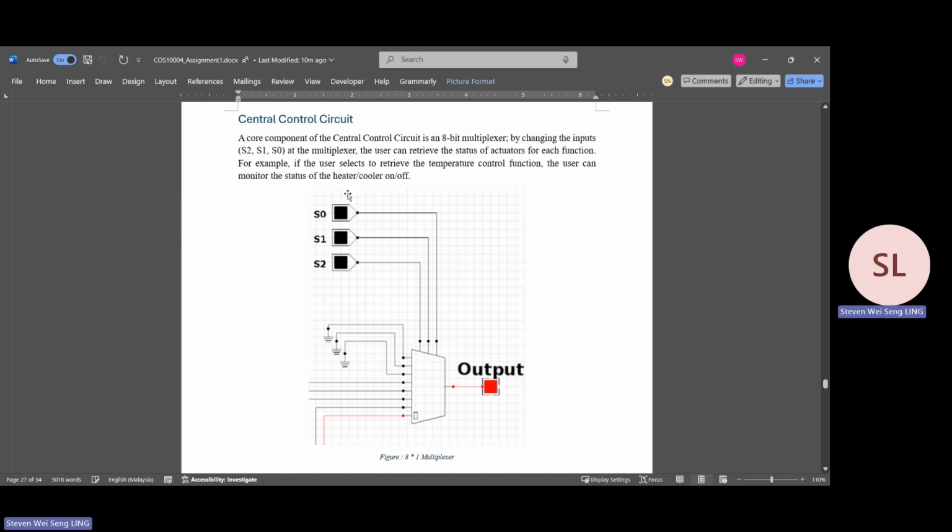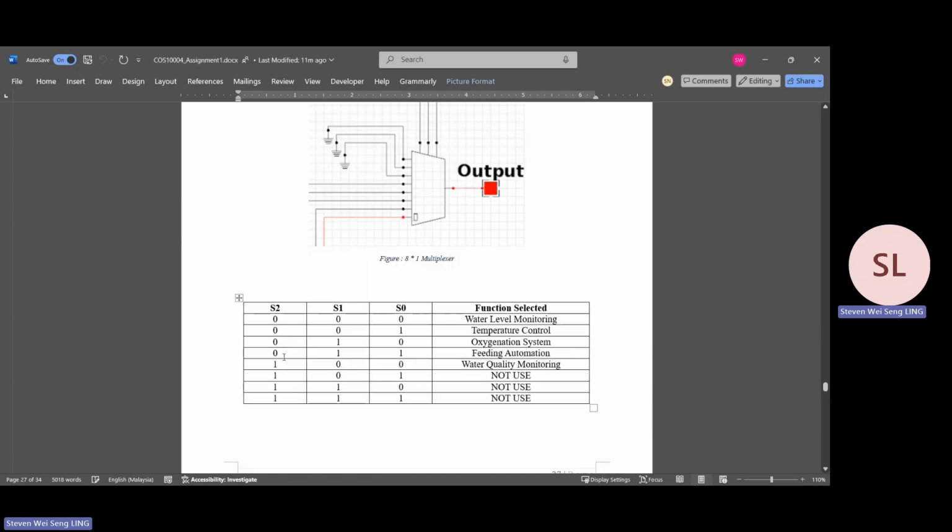By adjusting the inputs at the multiplexer, users can select which function's actuator status they wish to monitor. For instance, if a user wants to check the temperature control system, they can set the selectors accordingly to monitor the status of the heater or cooler being on or off.